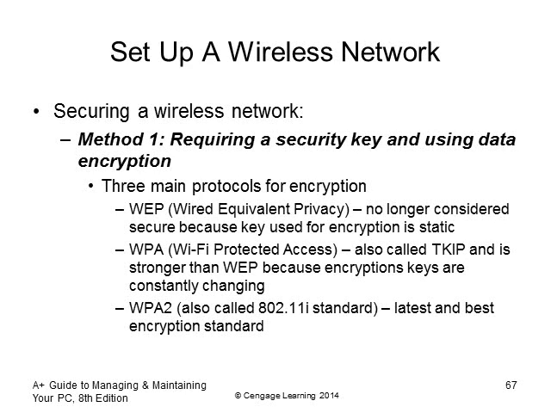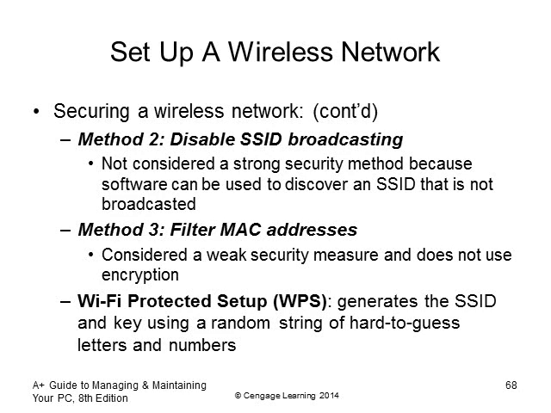Securing a wireless network: require a security key and use data encryption. There are 3 types of protocols for encryption. WEP, not a good idea. WPA, really not that good of an idea, because WPA2 is out, and that's the best encryption standard we have right now.